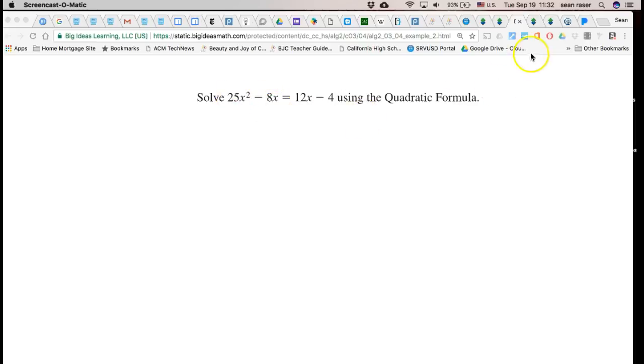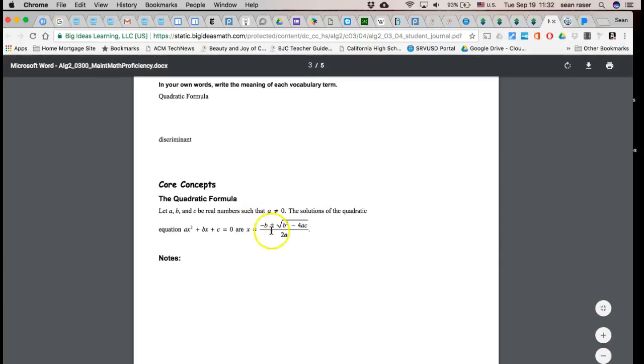So again, we're going to use the quadratic formula. You should have it in your notes, but in case you don't, go ahead and pause it and just write it down here. x equals negative b plus or minus square root of b squared minus 4ac all over 2a.